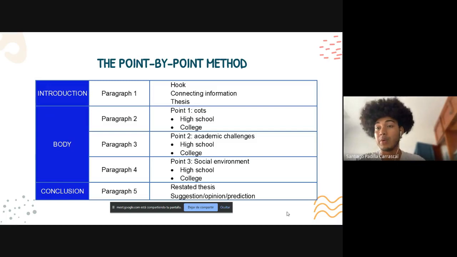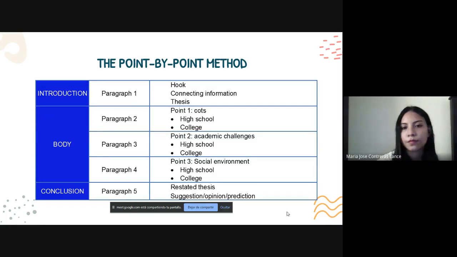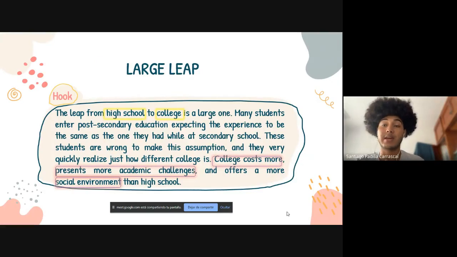And then we will have an example. I have to clarify that this text is not complete, and if you want to read the whole text, you can get it from the link in the last slides. So here, the title is Large Leap, and this is the hook.